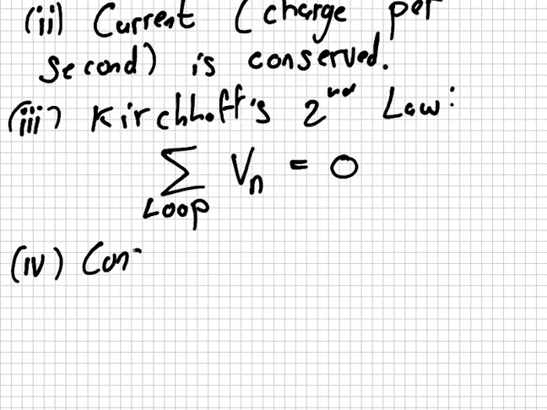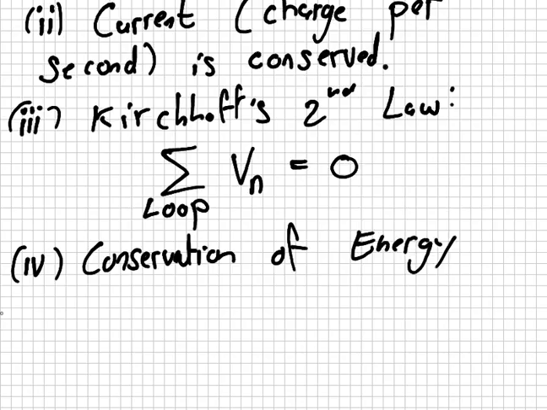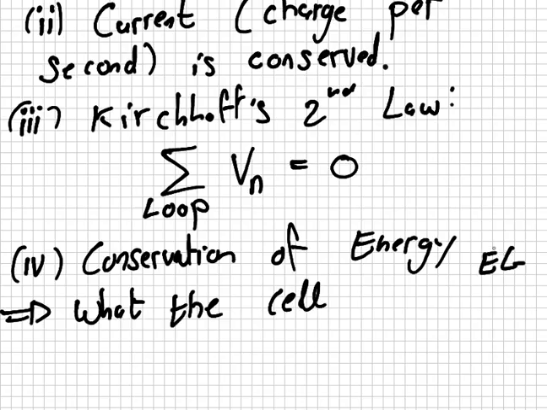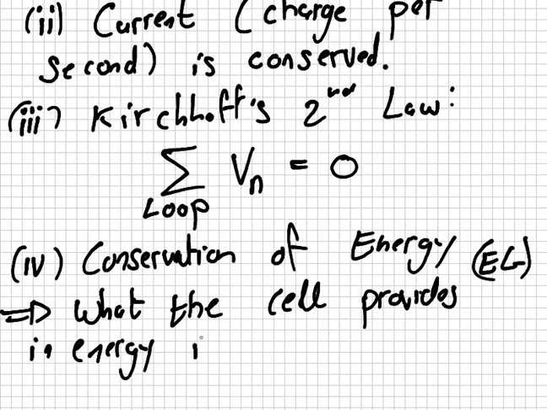So what the battery provides must be used up by all the resistors around the circuit. So it's because of conservation of energy. That's the reason why. So for example, what the cell provides in energy is used by the resistors.